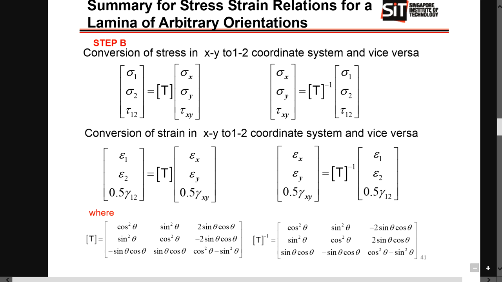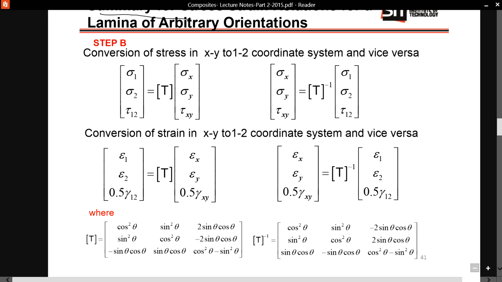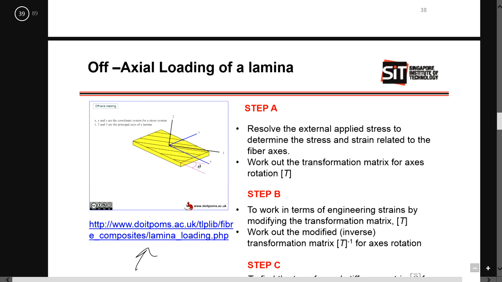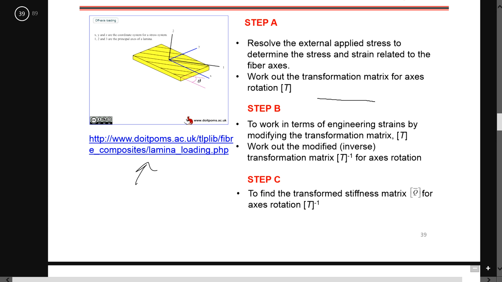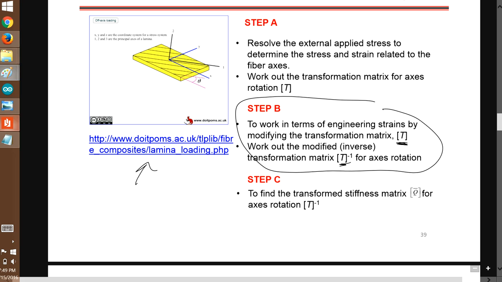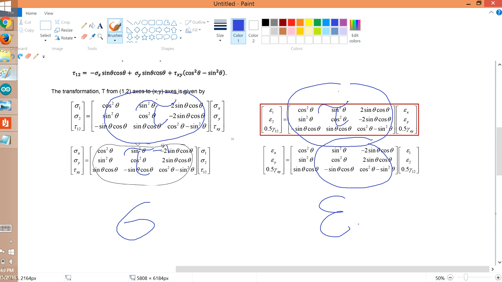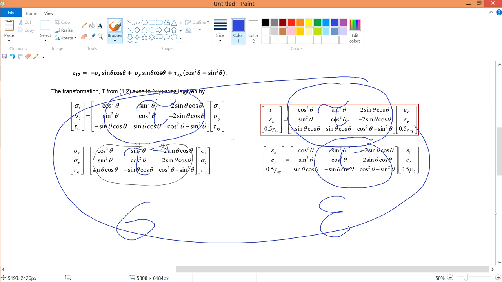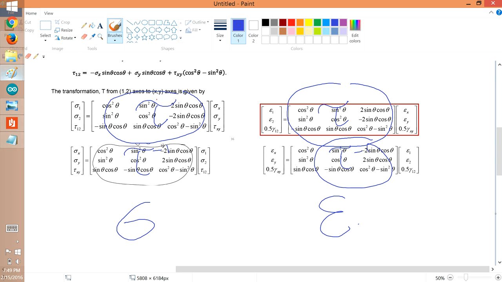Therefore, step B. This is actually a summary. So this step B, I would believe, comes from here, where you know that your strain and your stress use the same transformation matrix. I repeat again, your strain and your stress use the same transformation matrix, in terms of a transformation or an inverse transformation, as we have proved over here just now.